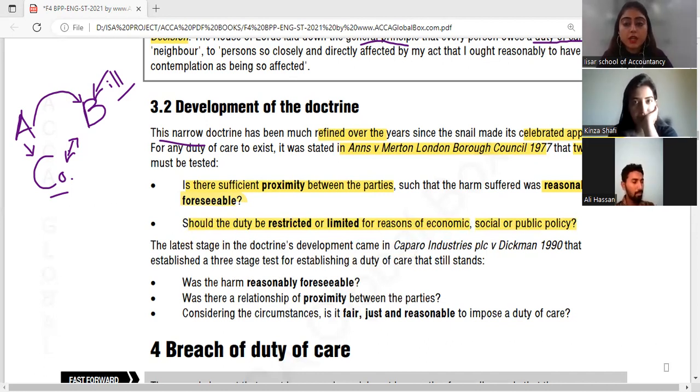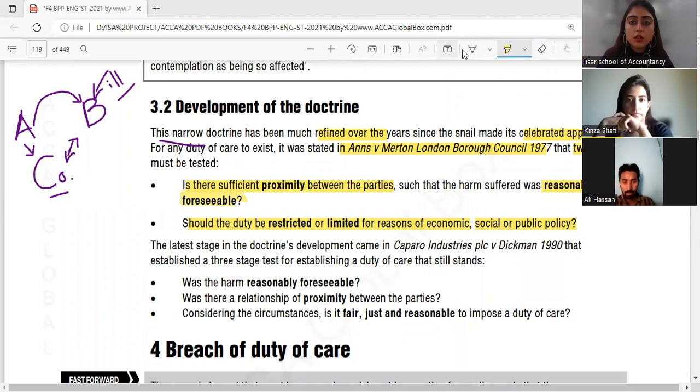The thing over here is that when this case happened, the Donoghue versus Stevenson case, when the snail appeared, there was a lot of conversation about what the court should say and what kind of laws there should be. So they decided that there should be three tests. First, they said there would be two stages, but then later on, soon after the Caparo case, they converted them into three stages. They are the same as the two.